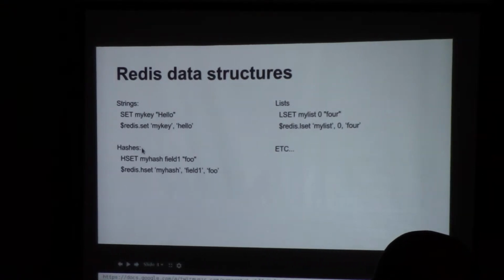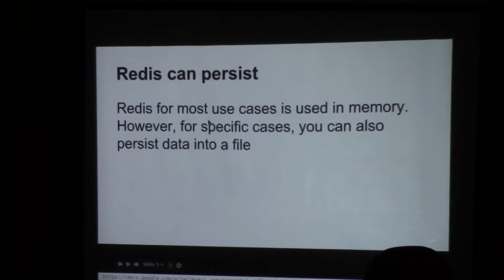So here are some data structures, just the common ones, for those of you who are familiar. We have strings, hashes, lists. The first layer shows you the command for getting it done on the Redis client side, and in Ruby, if you have the Ruby gem, that's how you basically get it done. There are obviously more data structures. I'm just stating some of the ones that we use, or that I've used. For most use cases, Redis is used in memory. However, for some special cases, you can also persist data into a file.